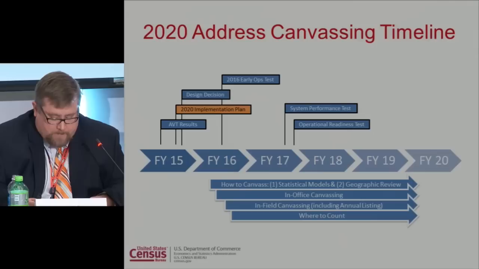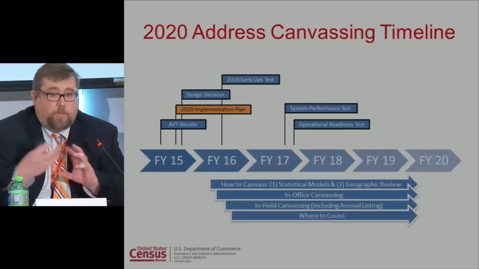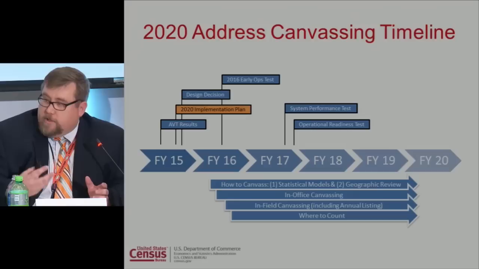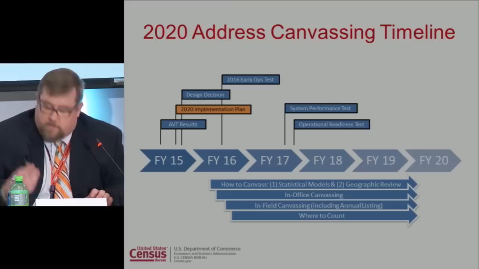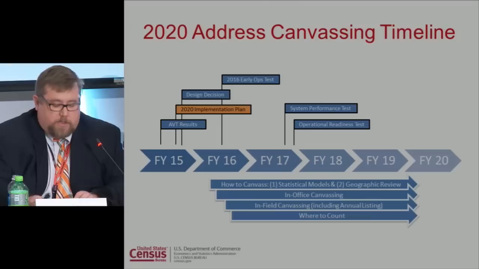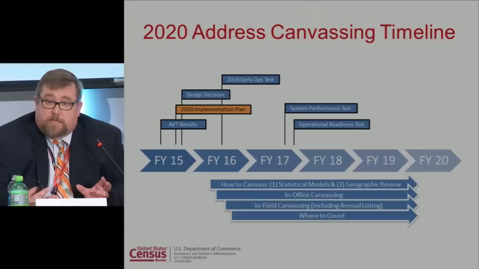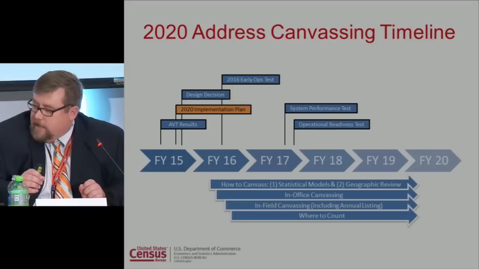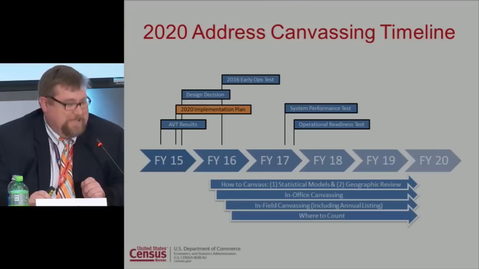We're also going to release the 2020 Address Canvassing Implementation Plan, which is going to document how we're going to pull all these pieces parts together. And as stated earlier, this is going to feed the 2020 operational plan that the ConOps team has been working on. Also in 2016, we plan to implement address canvassing in advance of the 2017 test, which Jill identified, I believe, did you? You did not, which will occur on April 1st. We are currently working on site selection to support that.